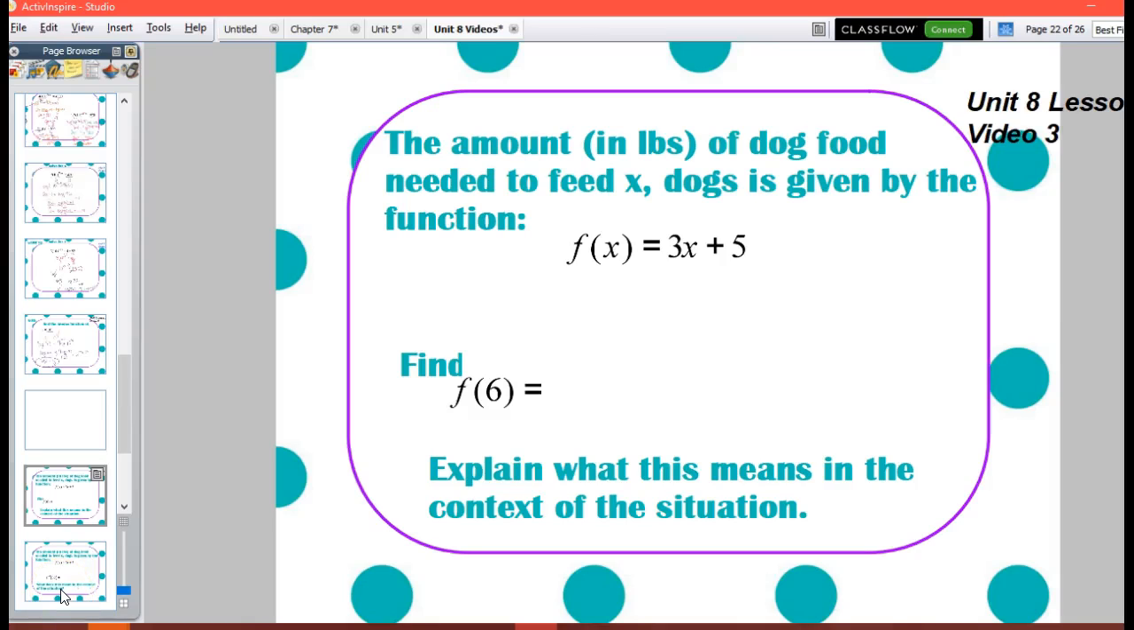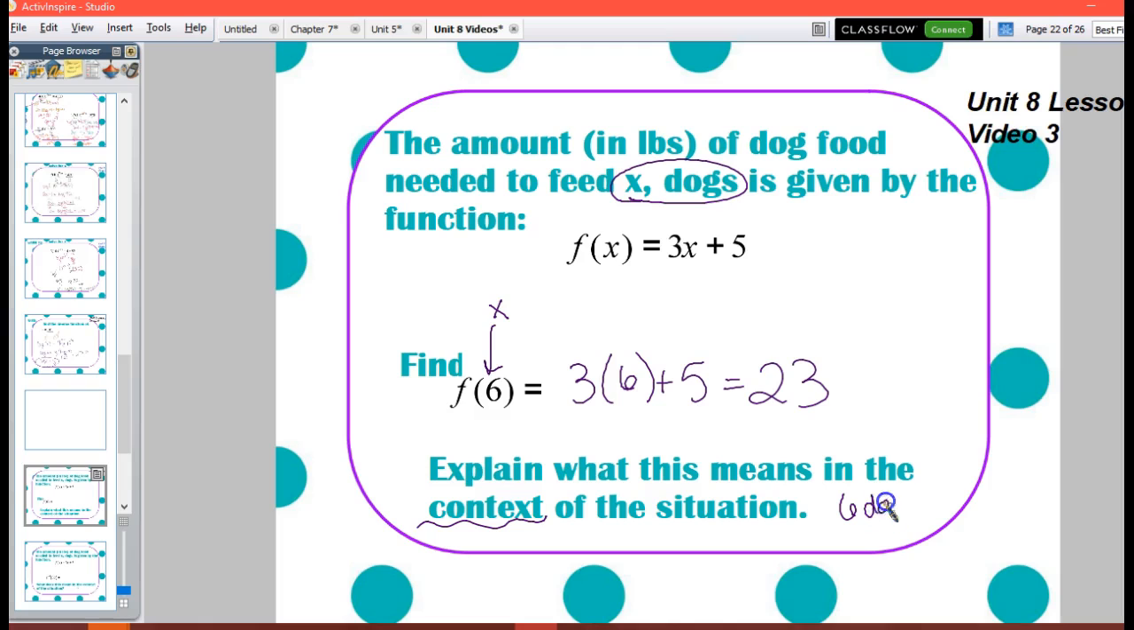All right, let's see how inverses and finding the inverse of functions work in real life. We know the amount in pounds of dog food needed to feed X dogs, so X is for dogs, is given by this function. When they say find f of 6, that means, of course, X is 6. So we could put 3 times our 6 in for X and add 5, and that gives us 23. They're going to ask you, what does that mean in the context of the situation? Well, that means 6 dogs, because X is for dogs, need 23 pounds of food.